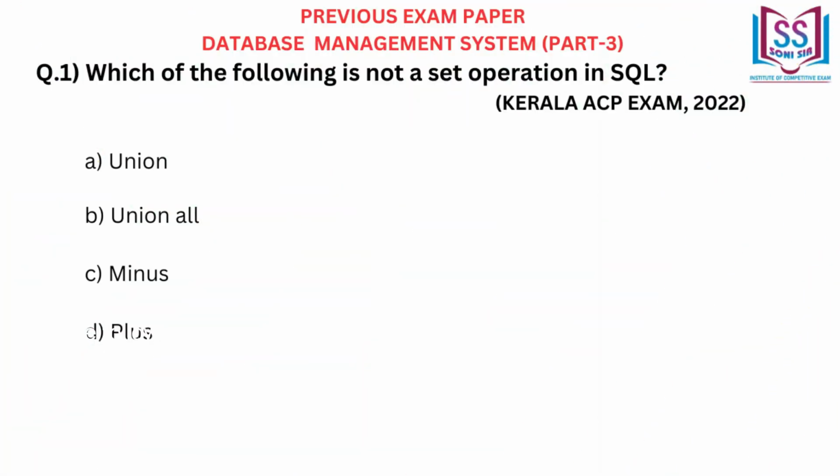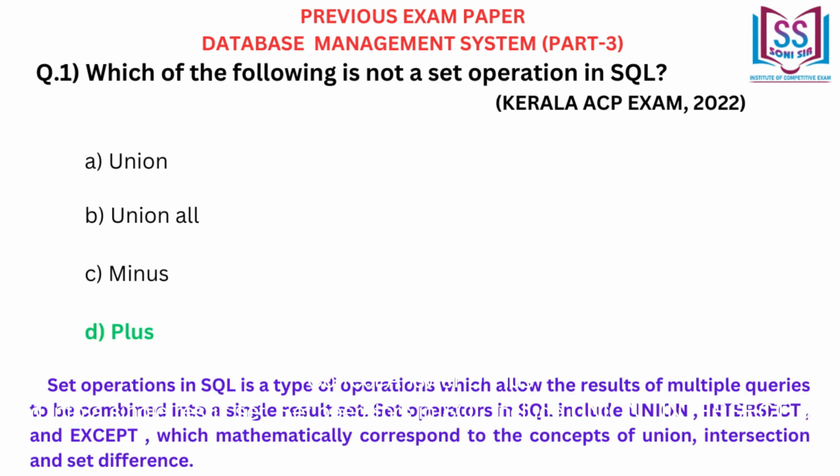Which of the following is not a set operation in SQL? A. Union. B. Union all. C. Minus. D. Plus. Correct answer D, plus.